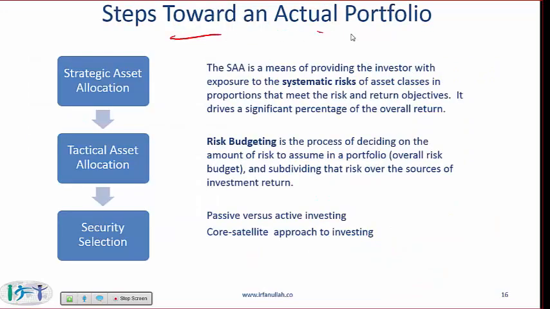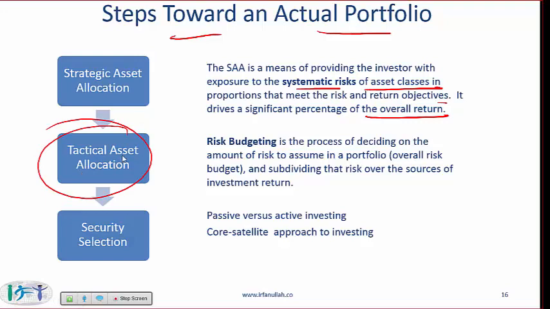Steps towards an actual portfolio. Strategic asset allocation is a means of providing the investor with exposure to the systematic risks of asset classes in proportions that meet the risk and return objectives. It drives a significant percentage of the overall return. So this is the stage where you say 60% in stocks, 40% in bonds.